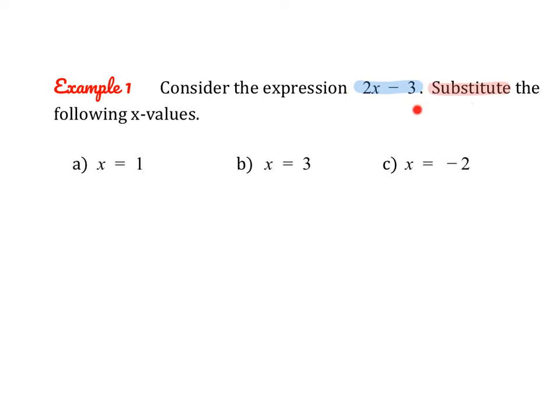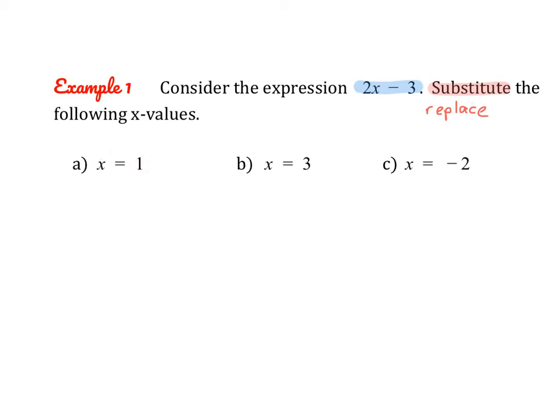So let's consider this expression, 2x minus 3. Notice we have two operations. We have multiplication with 2 times x, and then we have subtraction. So we are going to need to follow our order of operations. First, we're going to substitute the following x values and then simplify. And remember, substitute just means to replace something with something that it's equal to. So in this case, for part A, we're going to replace x with 1.